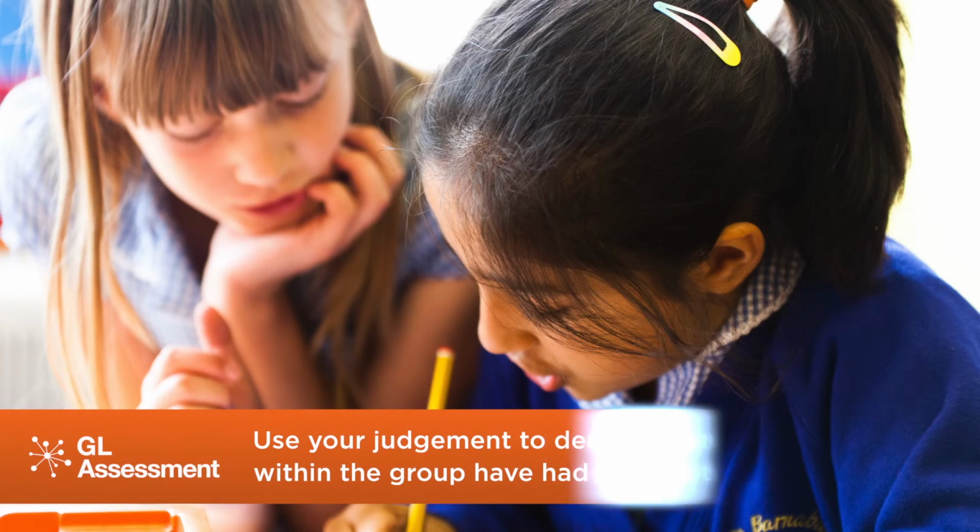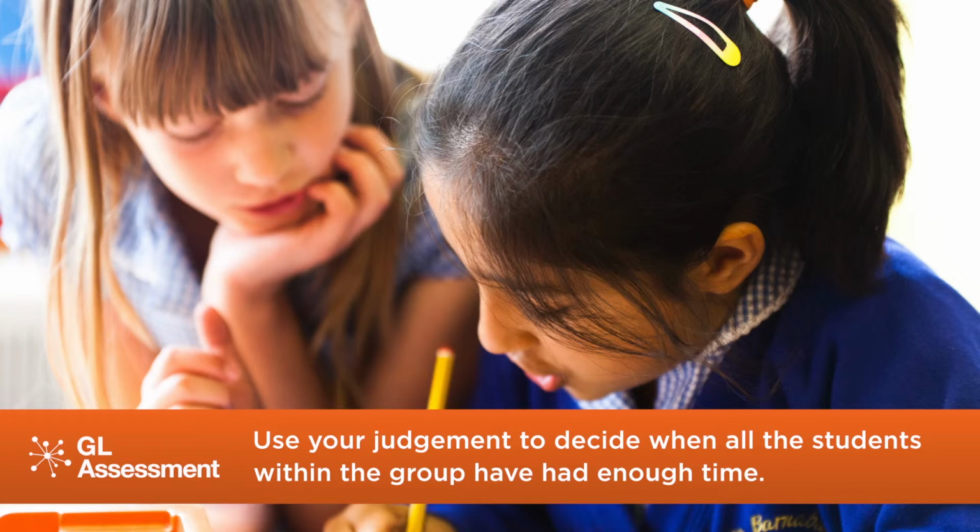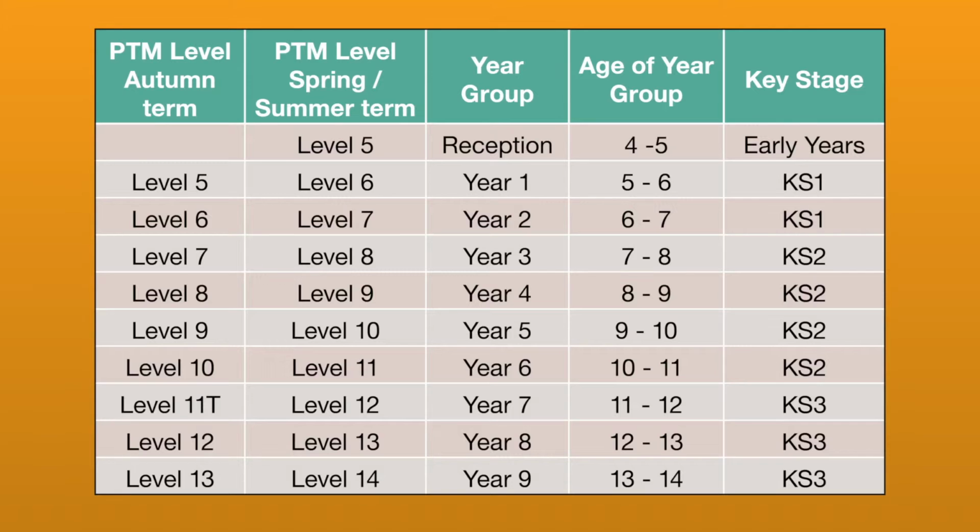Use your judgment to decide when the students within the group have had enough time to demonstrate what they can do. Extra time may be helpful for those who work more slowly, but if a student is weak in certain areas of the test and unable to complete test questions, giving more time might not make a difference to their test score. This table shows the test level to choose for your students.